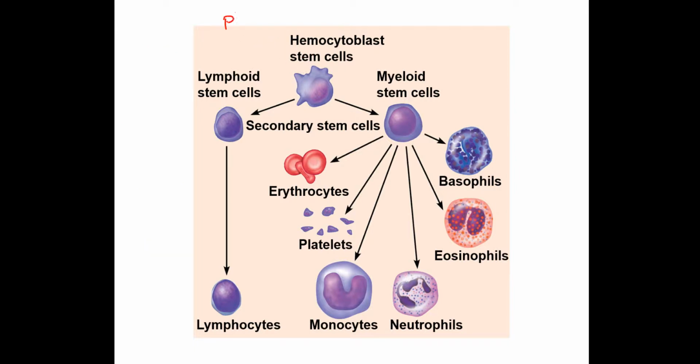These are called pluripotent cells. Pluripotent cells are cells that can turn into many kinds of cells, not all kinds of cells. A cell that can turn into all kinds of cells is called a totipotent cell. So a totipotent cell would be like a zygote, right? Remember, an egg and a sperm fertilize, you get a zygote, and that gives you a person or whatever. So hematocytoblasts are pluripotent. They can turn into many kinds of cells. And there's two basic kinds of cells they turn into: lymphoid cells and myeloid cells.